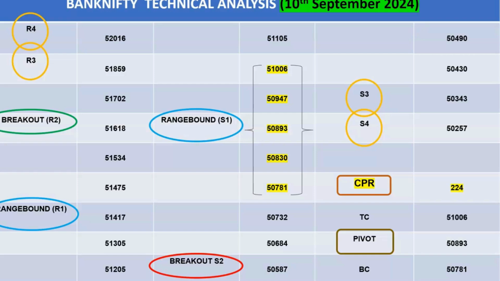R1 and S1 generally serve as range boundaries. If the market is range-bound, the price moves within this range. R2 and S2 are breakout points for the upper and the lower sides respectively. If the market crosses and sustains above R2 or below S2, the prices may reach R3 and R4 on the upper side or S3 and S4 on the lower side.